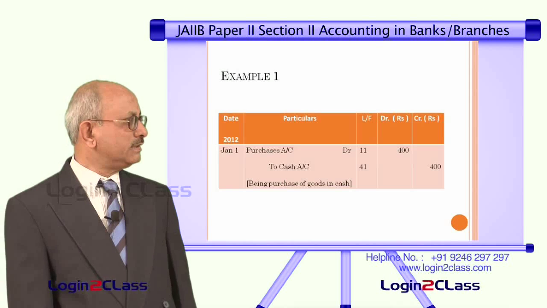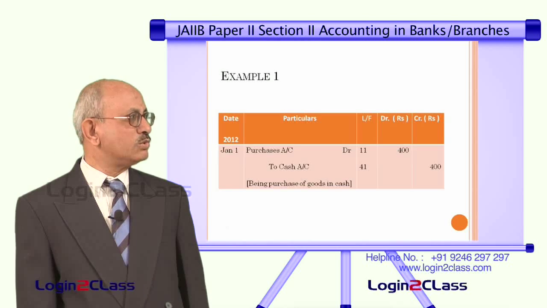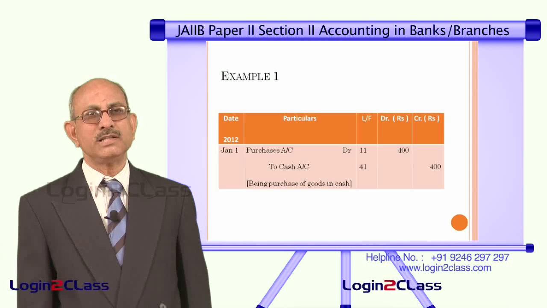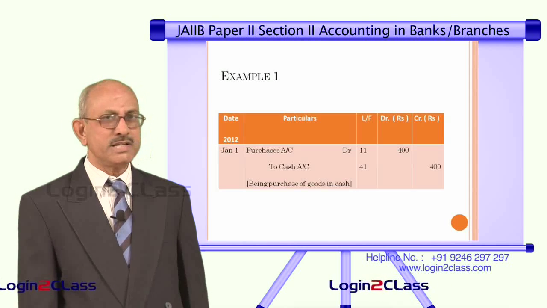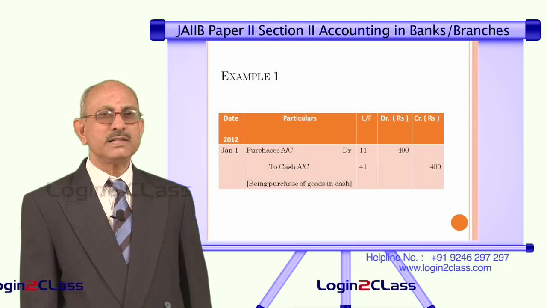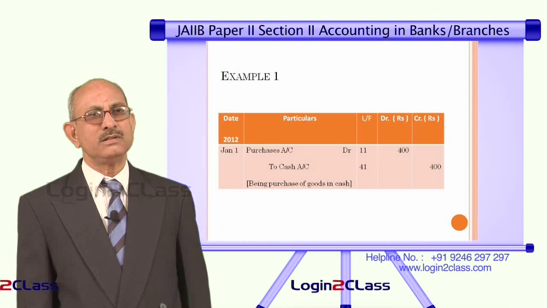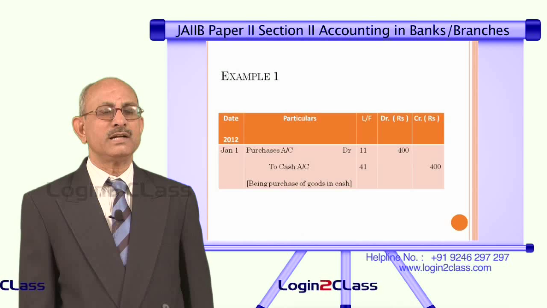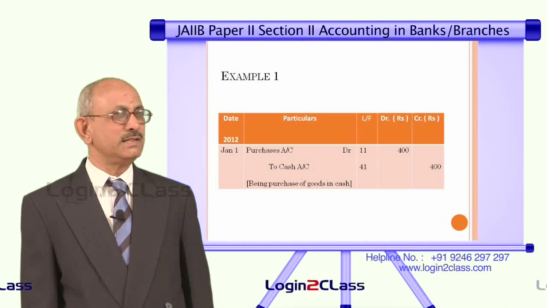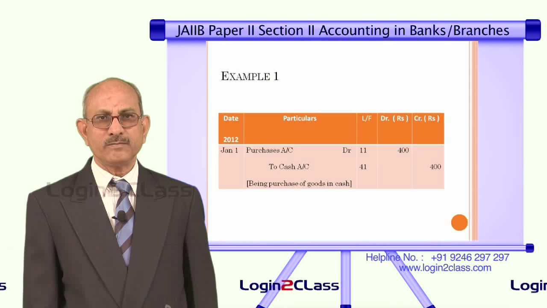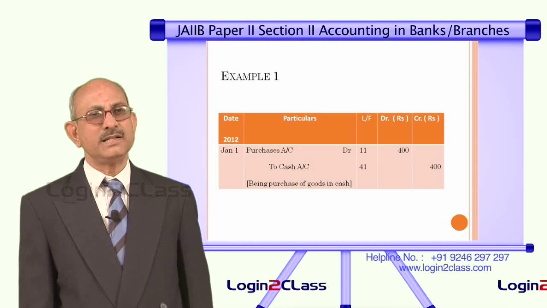So let us start with this example of purchased goods for cash. Here what are the accounts which are affected by this transaction? One is the purchase account, second is called the cash account. So what is a purchase account? Purchase account is a nominal account. It is an expenditure of the entity, therefore it is a nominal account. Cash is an asset and therefore it is a real account.